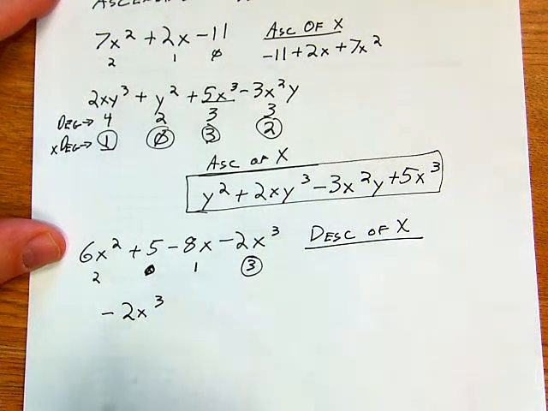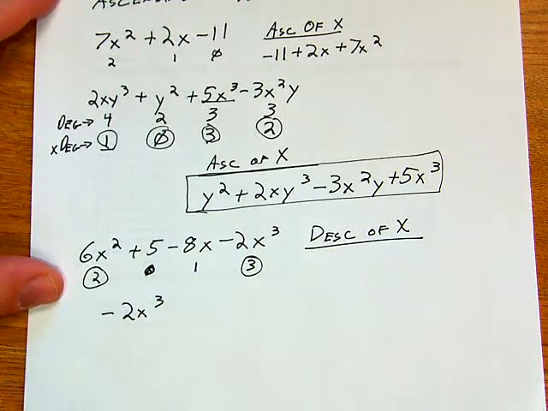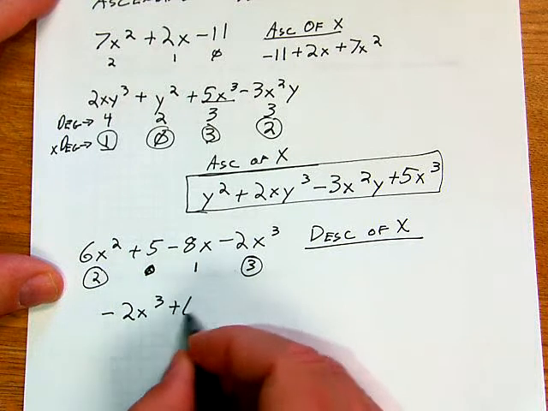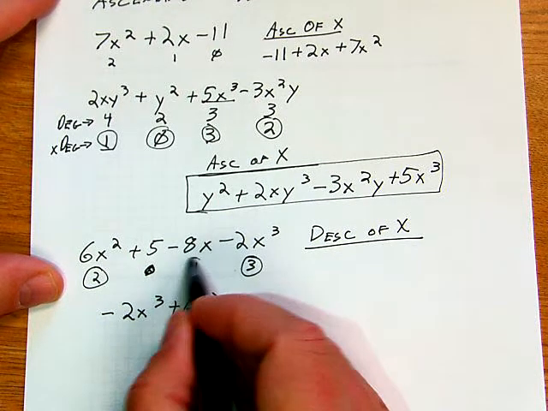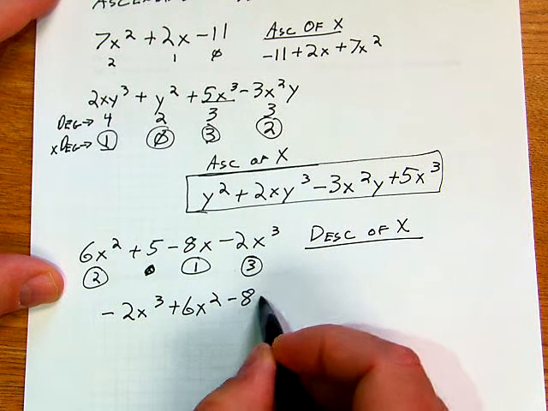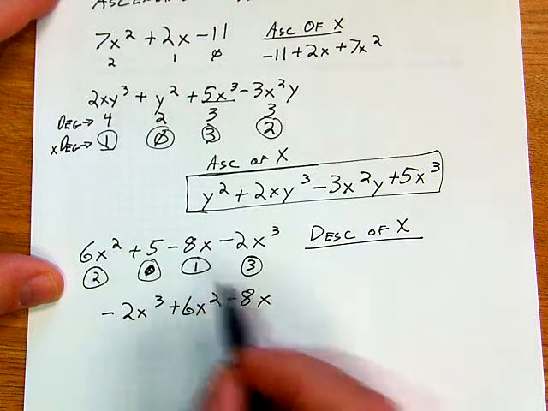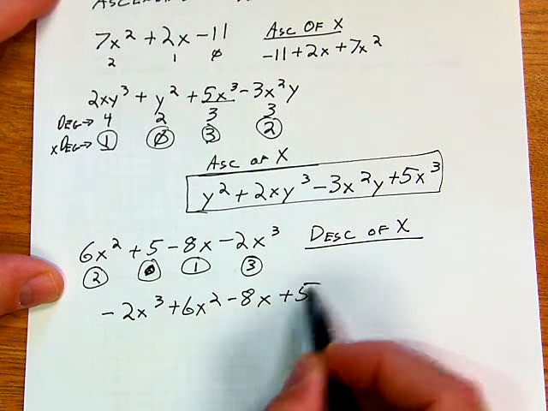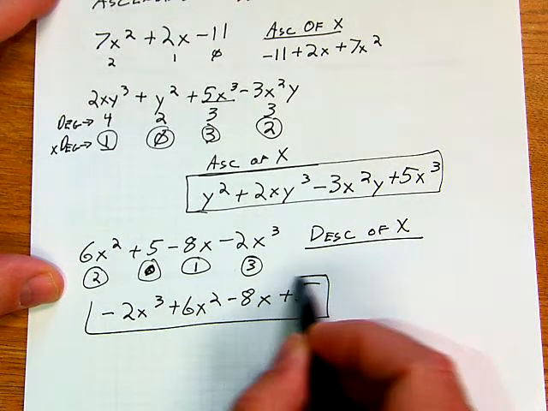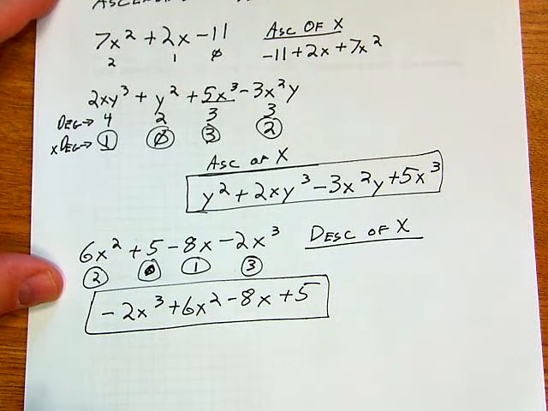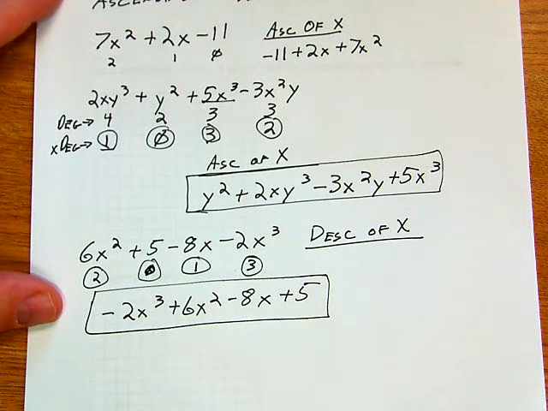So we've done that guy. Now let's do the next guy, which is 2. So we're going to say plus 6x squared. The next is minus 8x. And the last one is the 0, plus 5. And that is the polynomial written in descending order of x degrees.